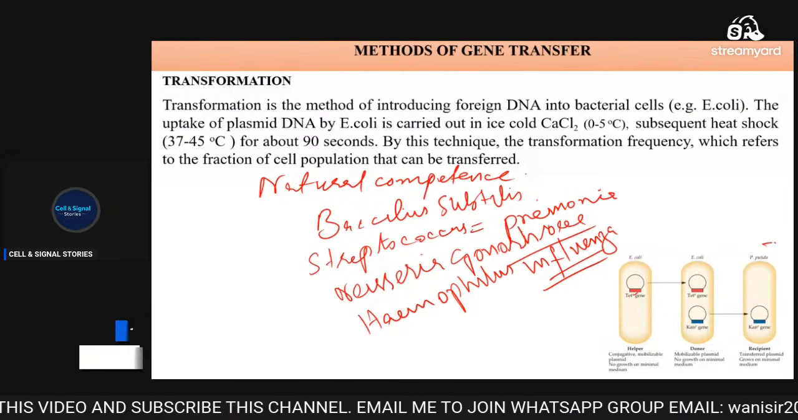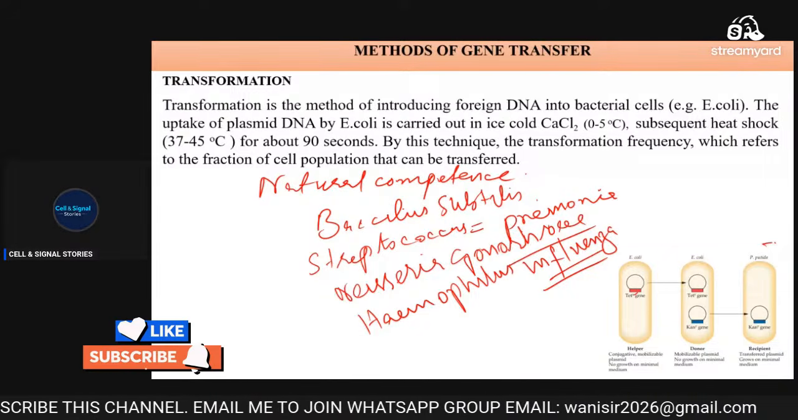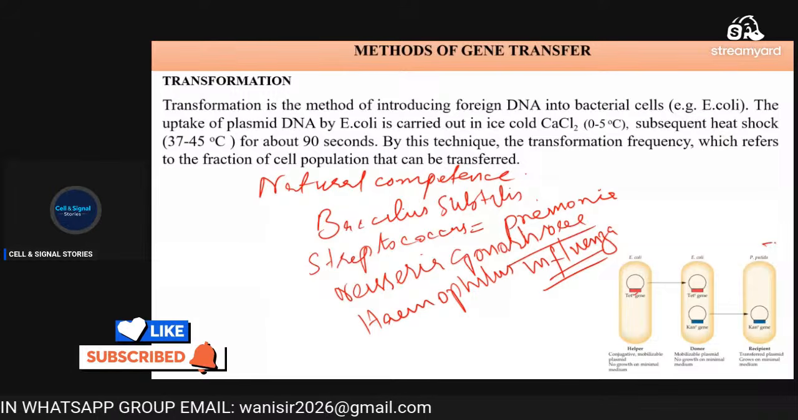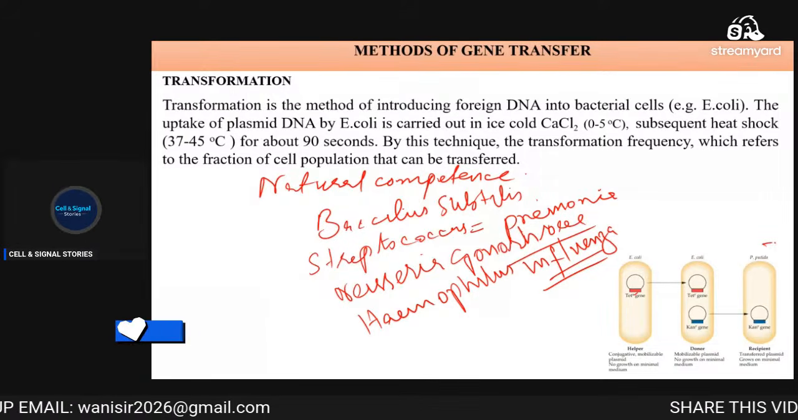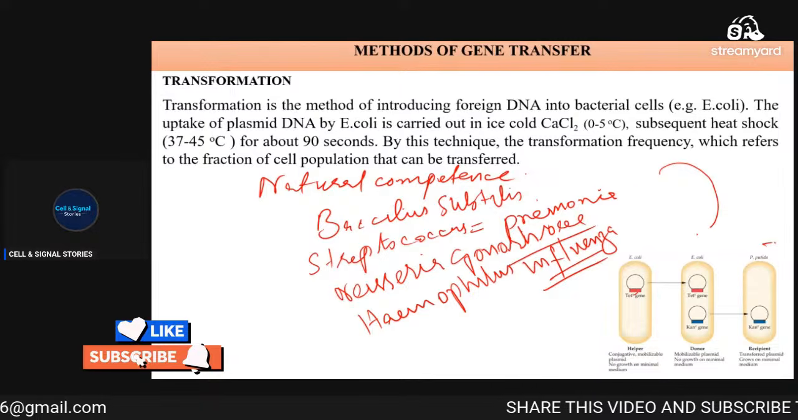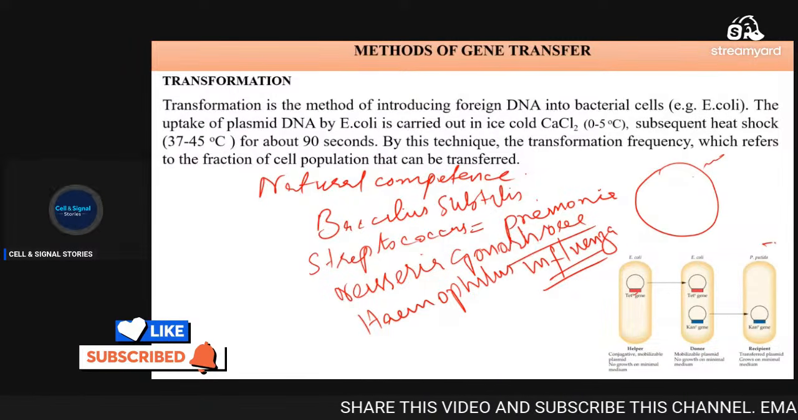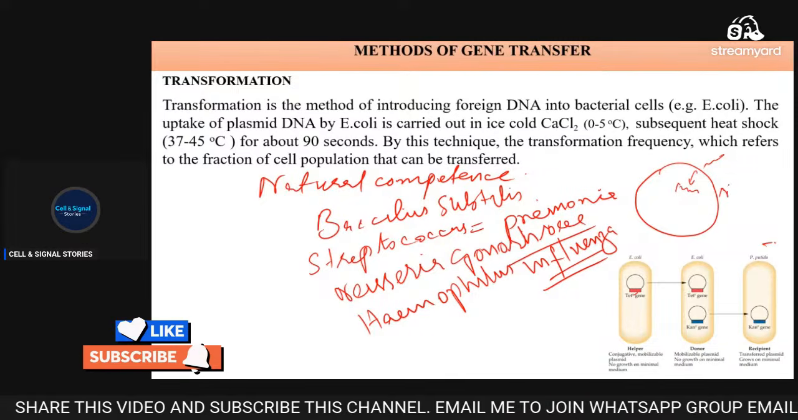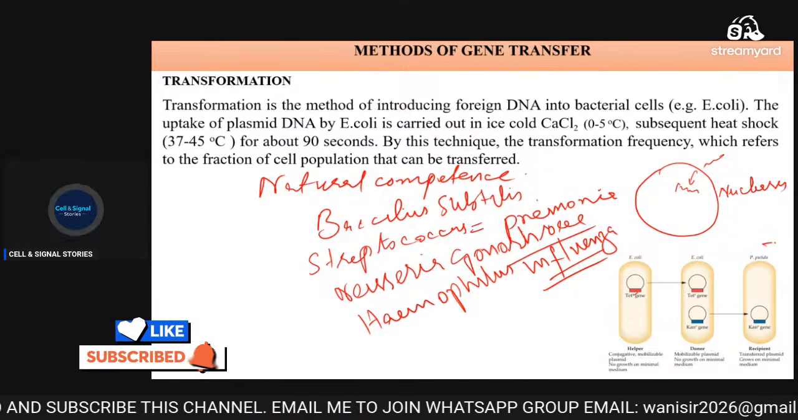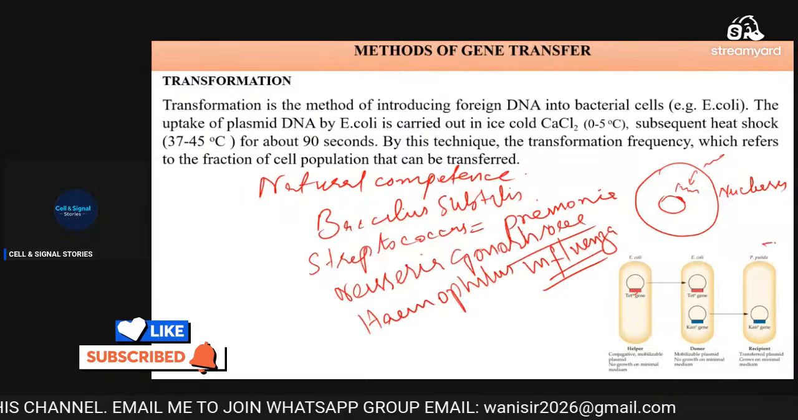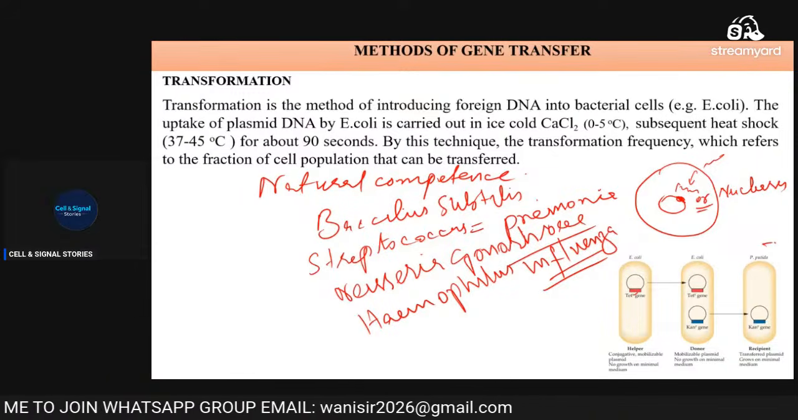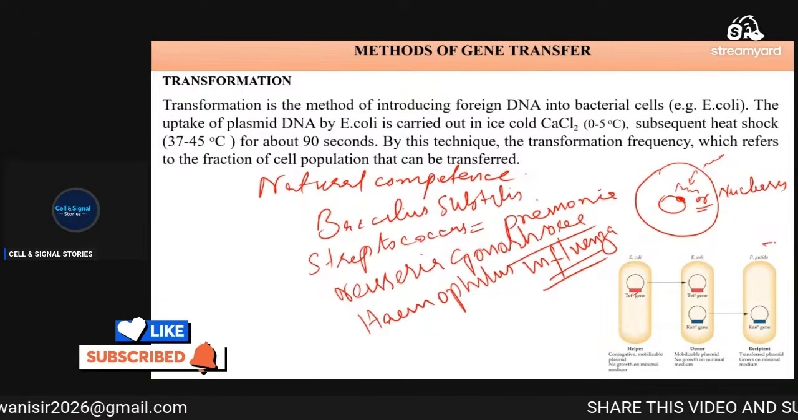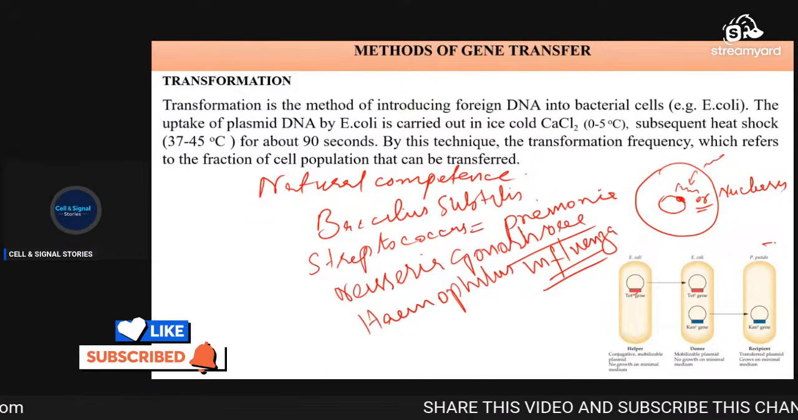When foreign DNA enters inside the cell, it may be degraded by the cellular nucleases or may combine with the cellular chromosome. So if this foreign DNA enters inside the cell, it can be degraded by nucleases or it can combine with the DNA. That is the possibility: the nucleases may degrade it or it may combine with the DNA.